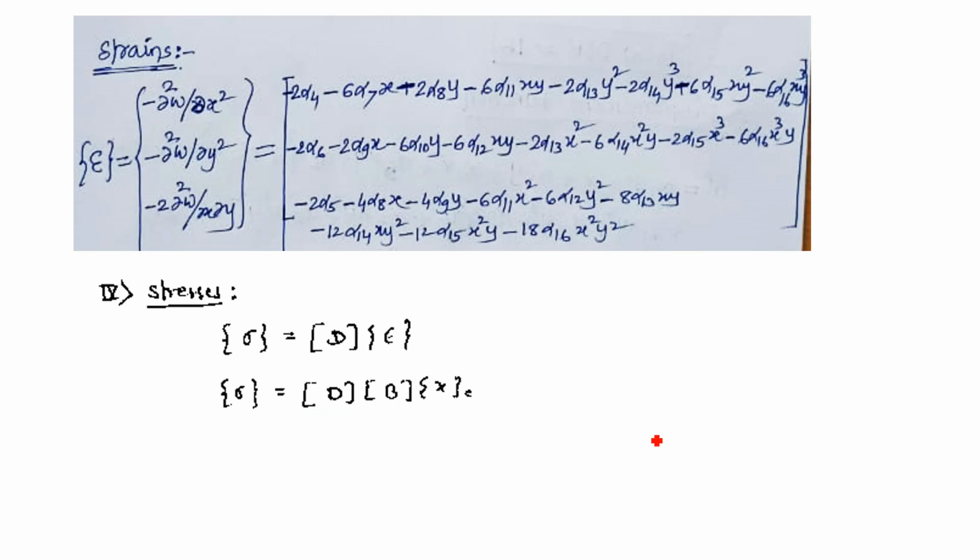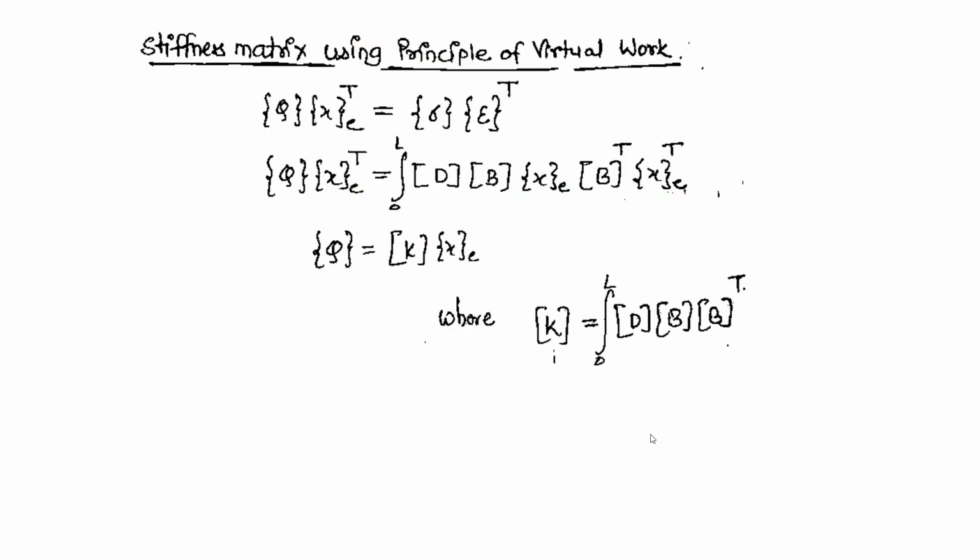So once you determine strain and stresses, the last step of derivation of the stiffness matrix is to apply the principle of virtual work to derive the stiffness matrix. It is similar to the previous element, that is 12 degree of freedom. This is external work done and this is internal work done. The principle of virtual work states that external work done is equal to internal work done.